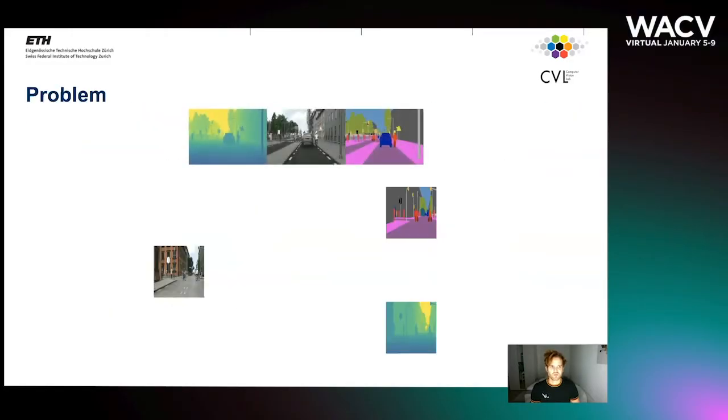We address the problem of zero-pair image-to-image translation, where we aim at performing transformation between two different domains that have never seen each other during training. Let's take for instance the three images depicted here. We have three domains with depth, RGB, and semantic information. During training, we assume we have access to RGB-semantics pairs and RGB-depth pairs. And during inference, we would like to go from semantics to depth, or vice versa.